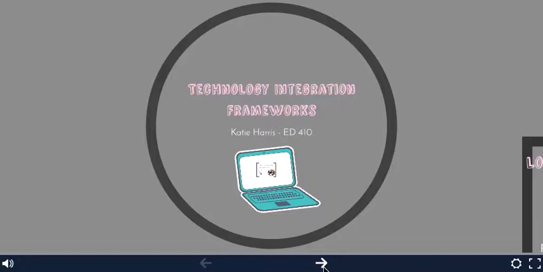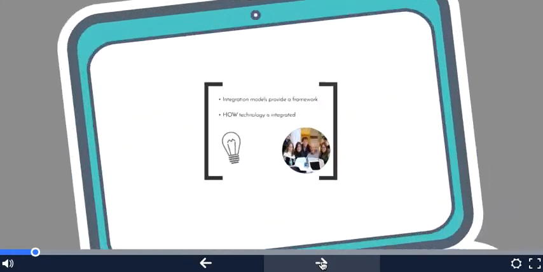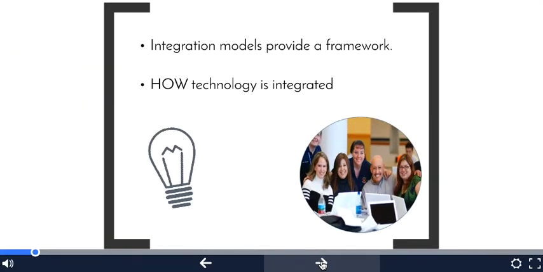So today we're going to be talking about technology integration frameworks. Technology integration frameworks are models that provide structure for how you can integrate technology into your classroom successfully and give you different things to consider before you do that, to make sure that when you do it, it does go smoothly and it is successful.